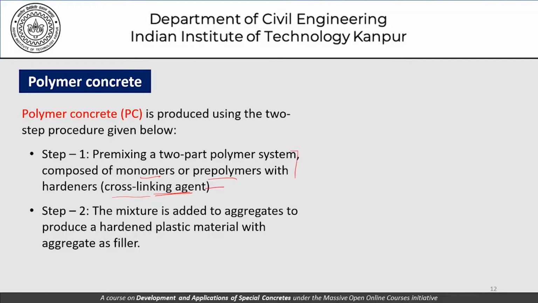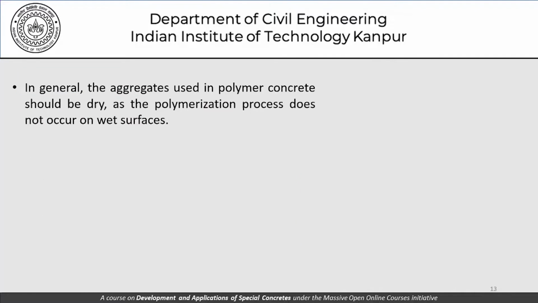So this is more or less analogous to cement and hydration, except that we do not use cement paste separately and then try to fit it into aggregates. But in the case of polymer concrete, it's a two-step process which is quite different. Premixing of a two-part polymer system and then adding that mixture to the aggregate to produce a hardened material with aggregates as fillers. So that's what is the physics of polymer concrete.